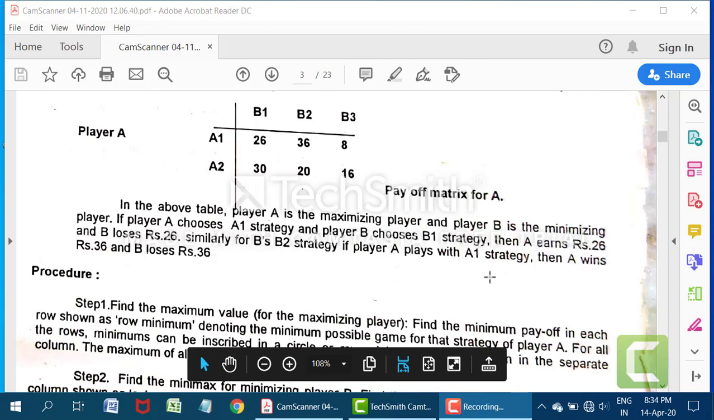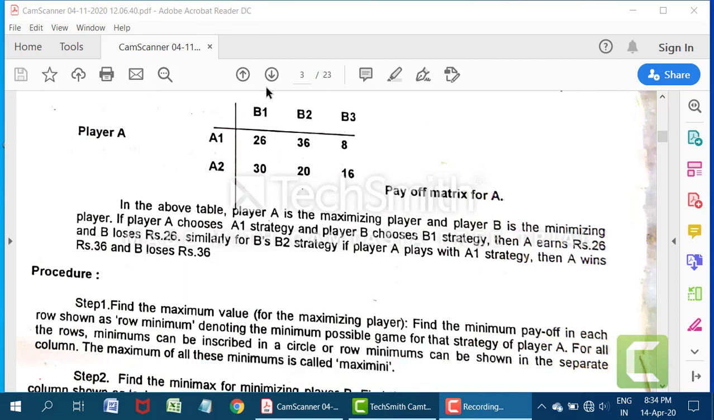If maximin is equal to minimax, we can say that it is a pure strategy game. This particular value is called the value of the game. This is called the saddle point. Saddle point means player A is A2, player B is B3, the intersection. The intersection, 16, is the value of the game. Minimax equals maximin, 16 has arrived.